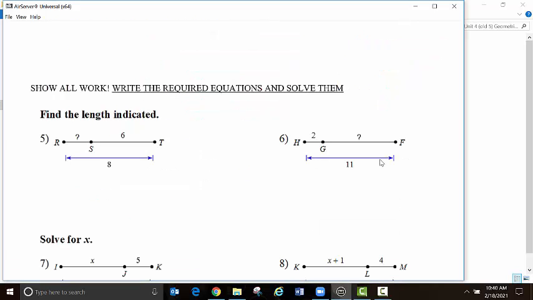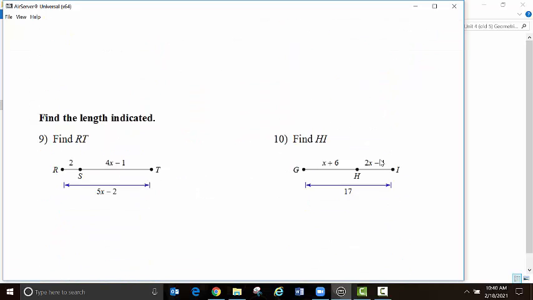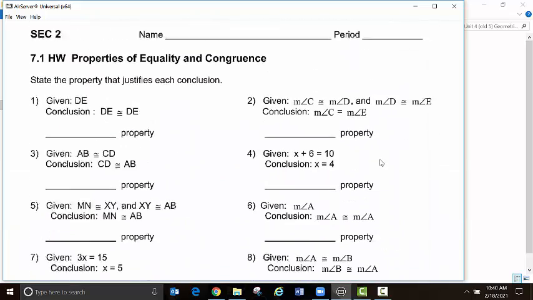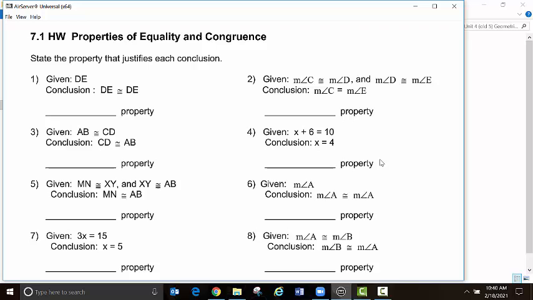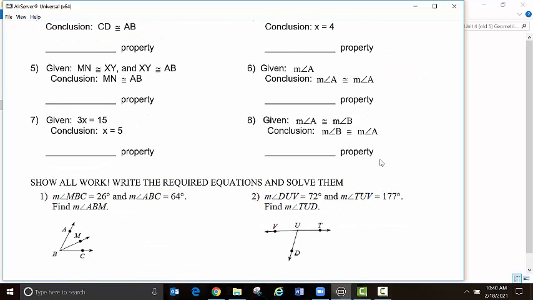It says find the indicated length. Sorry, right here we go. State the properties that justify each conclusion. It's the same thing we just did. Look, given DE, we can conclude that DE is the same as itself. Which one of our properties from last time said something is the same? You look back at your notes and you would see that it is reflexive. So that is the reflexive property. Okay, you're going to fill out the properties here.